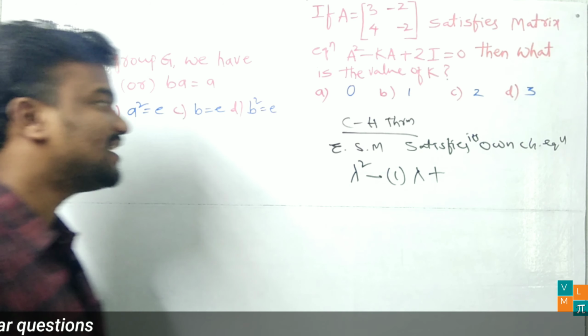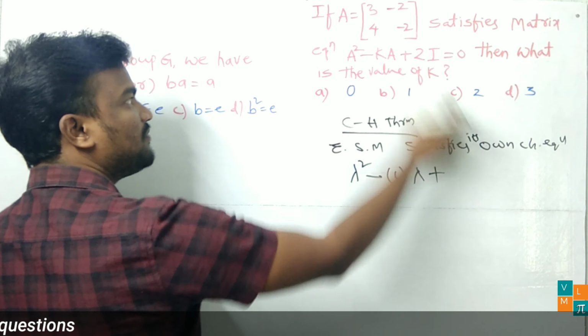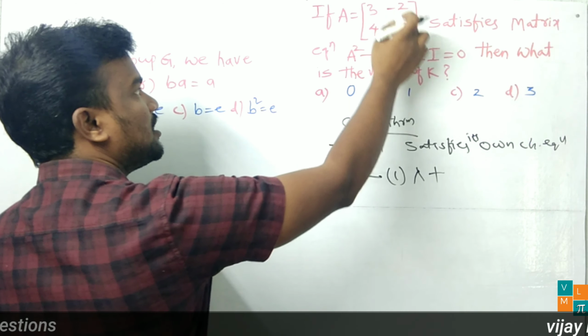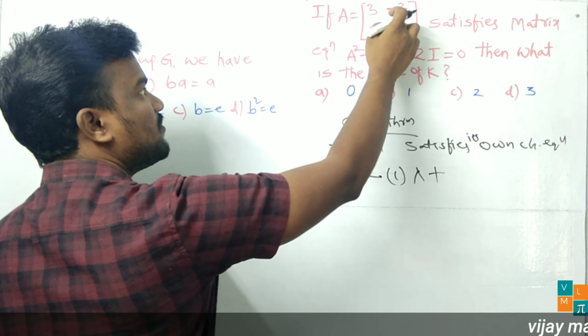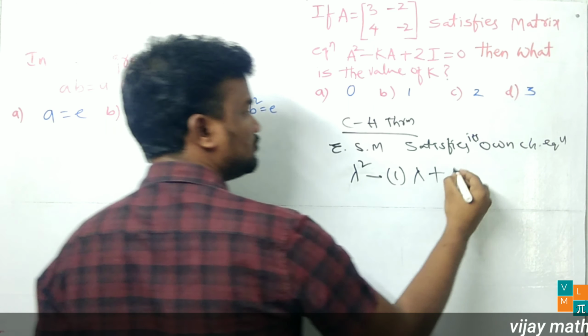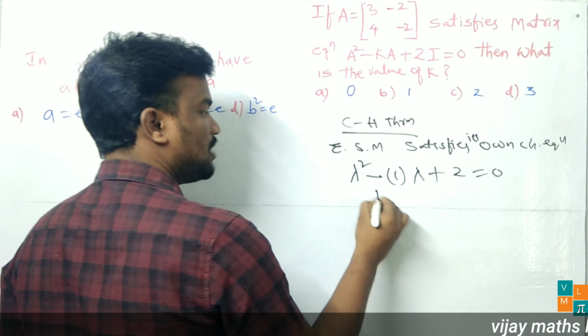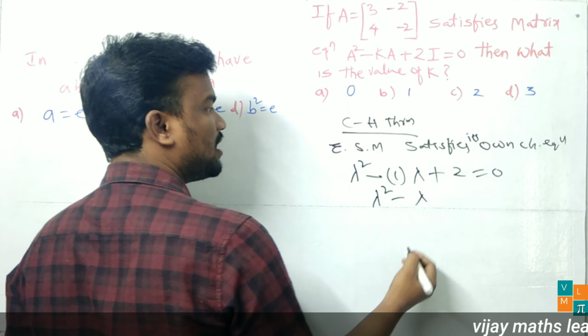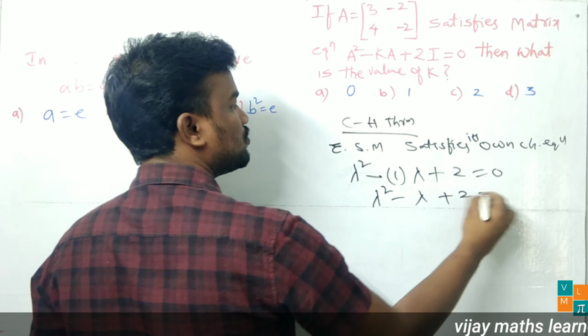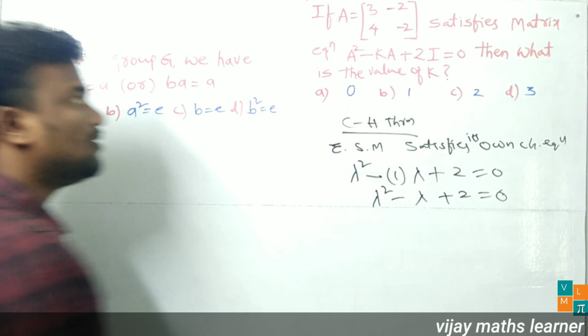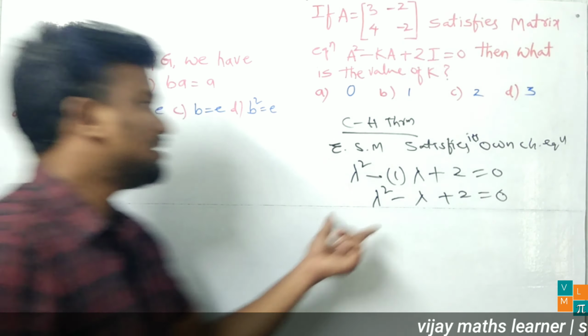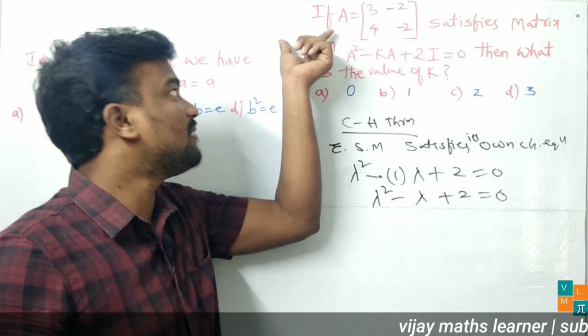Next to find the determinant. Next here what we get? Determinant of the given square matrix. Here 3 into minus 2 is minus 6, minus 8, and what we get here? 2 equals to 0. So lambda square minus lambda plus 2 equals to 0. Okay, now here what is it? It is a characteristic equation of the square matrix A.